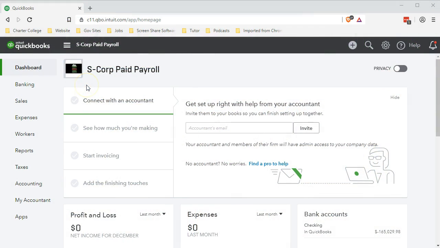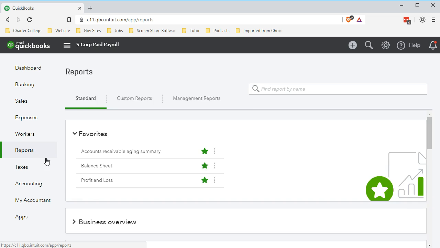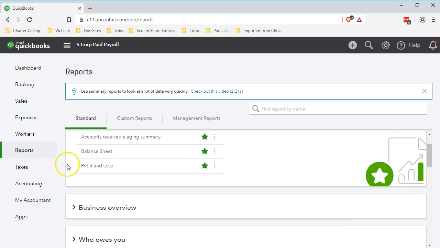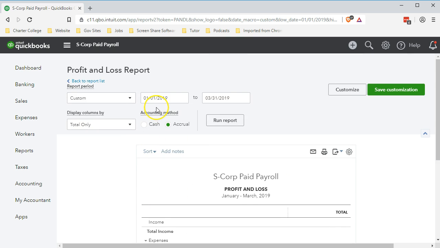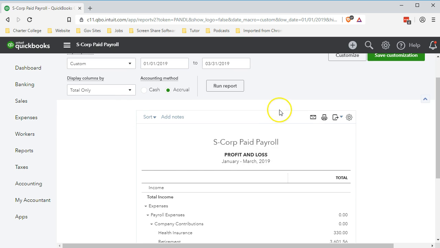Here we are in our S-Corp paid payroll file. We're going to go down to the reports on the left side. We're going to open up our income statement report first, scrolling up top, changing the dates from 01/01/19 to 03/31/19. That's going to be the first quarter, January through March 31st, and then we'll run that report.